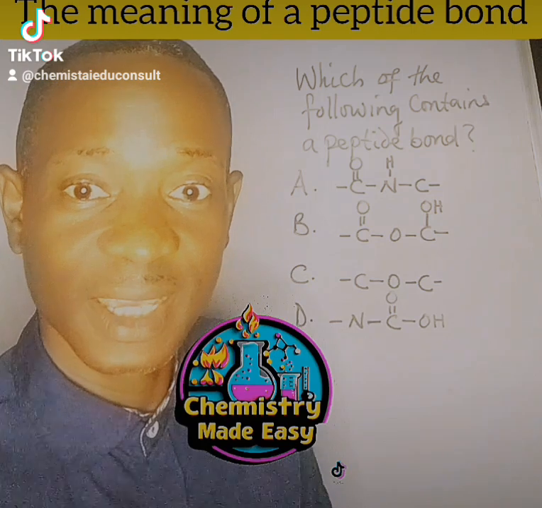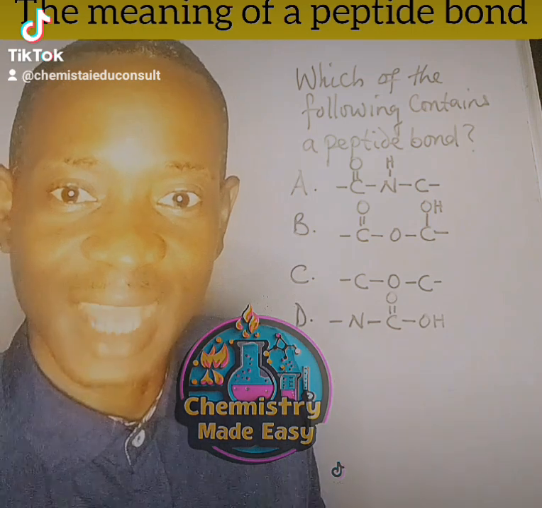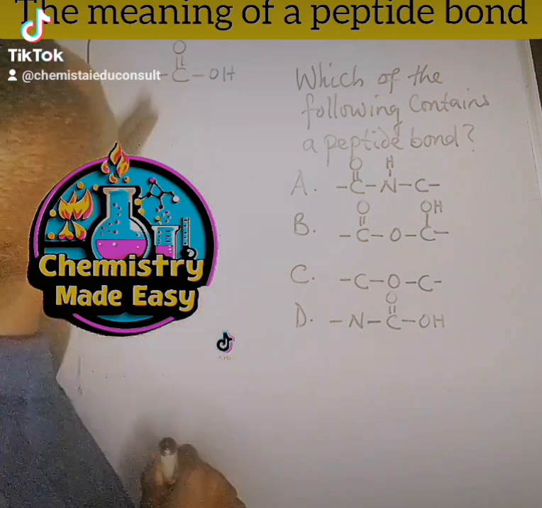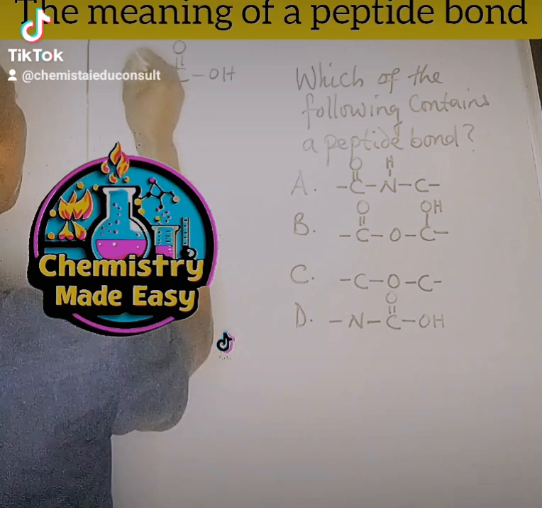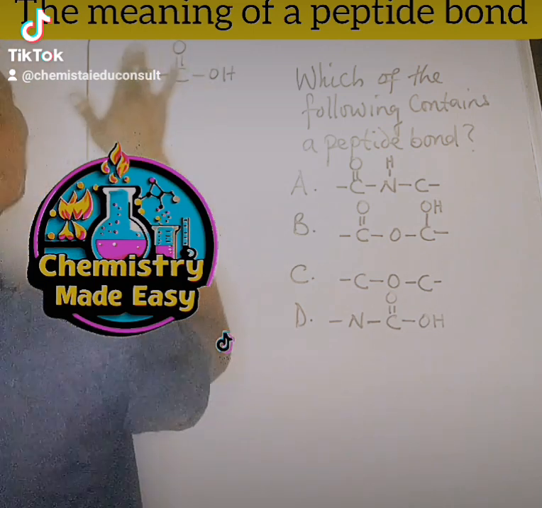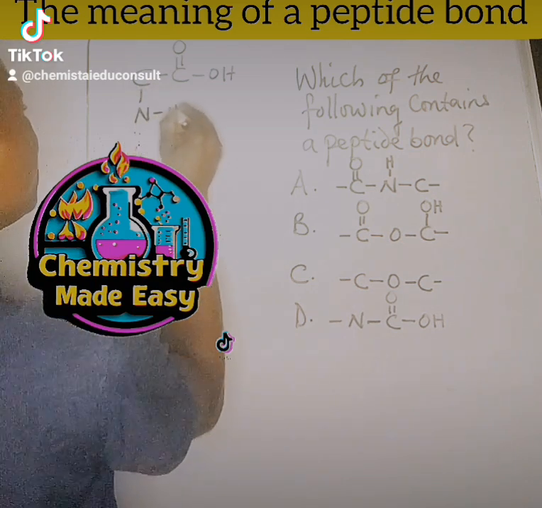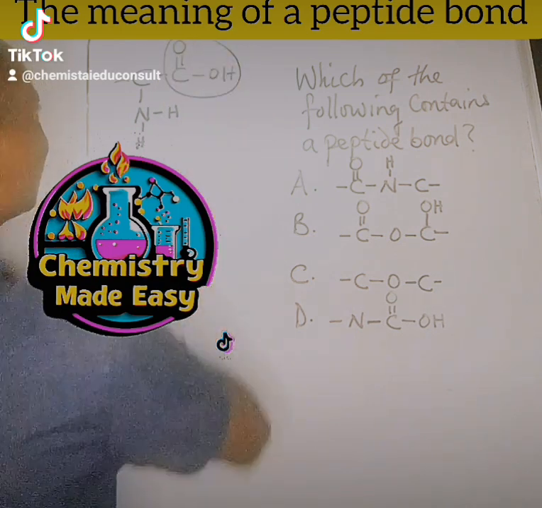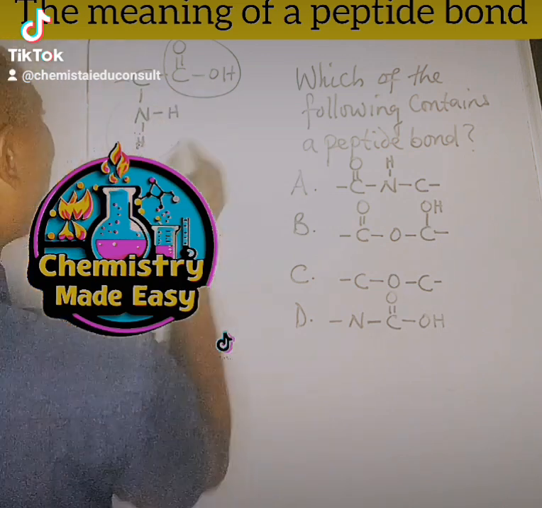Amino acid is a carboxylic acid that has an amino group attached to the alpha carbon. This is carboxylic acid. And this carbon here is known as carbonyl carbon. Any carbon following it is called alpha carbon. So, on this alpha carbon, we have an amino group, amine group. There are two functional groups in amino acid: carboxylic acid functional group and amino group.